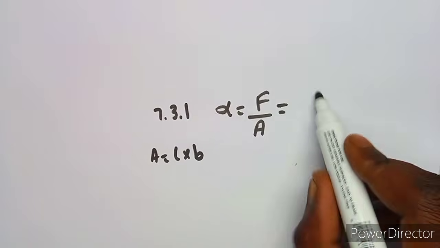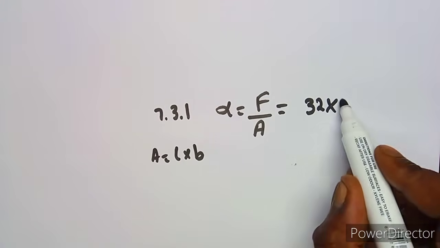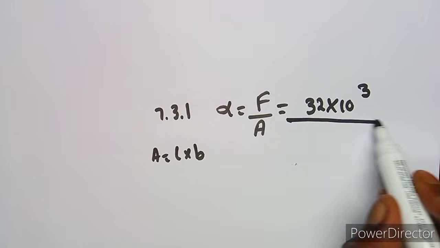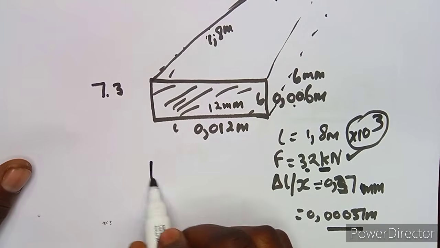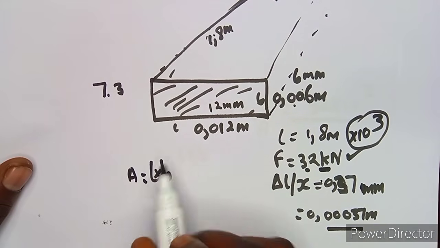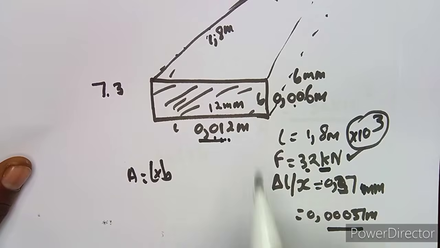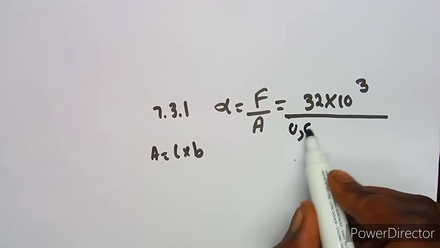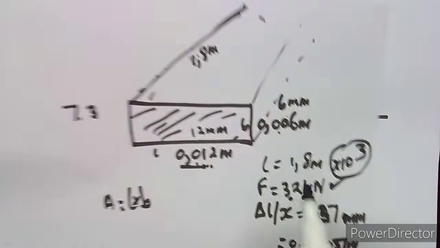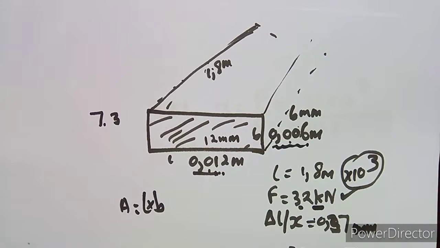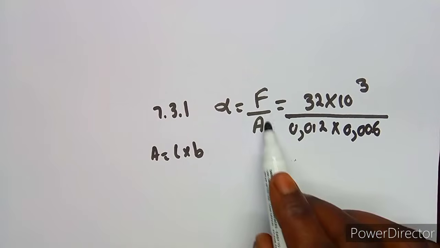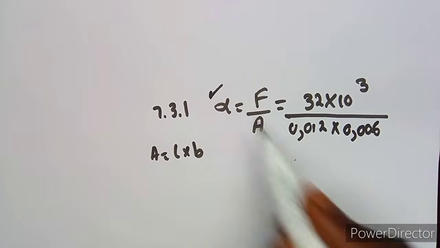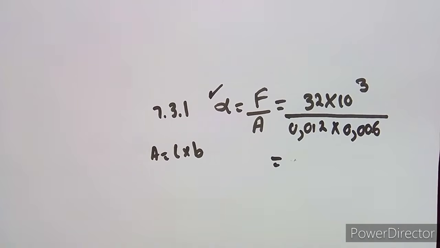All right, so it's going to be 32 times 10 to the power of 3 over the area. It is a rectangular shape, so we said it's length times breadth. That's our area. So the length is 0.012 by the breadth. This is your breadth here, which is 0.06. Okay, so that's force over area, which means you're going to have our stress here. So what are you going to have?